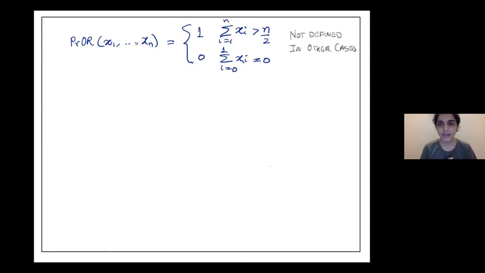Well, one reason is that actually this maps to something very nice. Okay, this is called a promise or function. What is a promise or function? It's precisely the puzzle. The promise or function is a function over n bits. Each xi is either a 0 or a 1. It's a Boolean function. And it evaluates to 1 if the xi's sum up to anything more than n/2. Okay. But if xi's sum up to 0, it evaluates to 0. And the function is a partial function. It's not defined everywhere. Okay. It's only defined over such inputs, which was what we were doing.